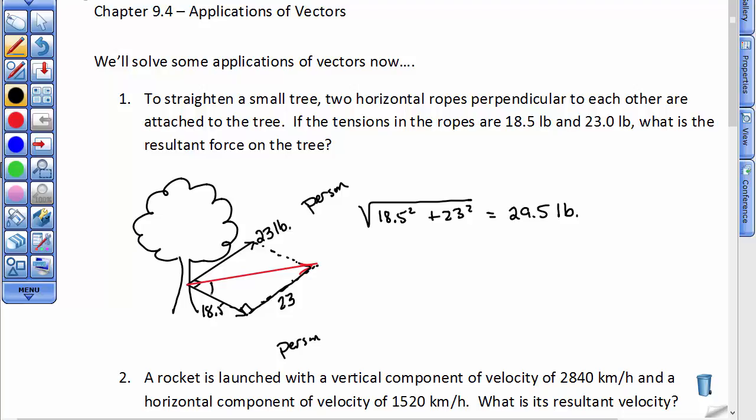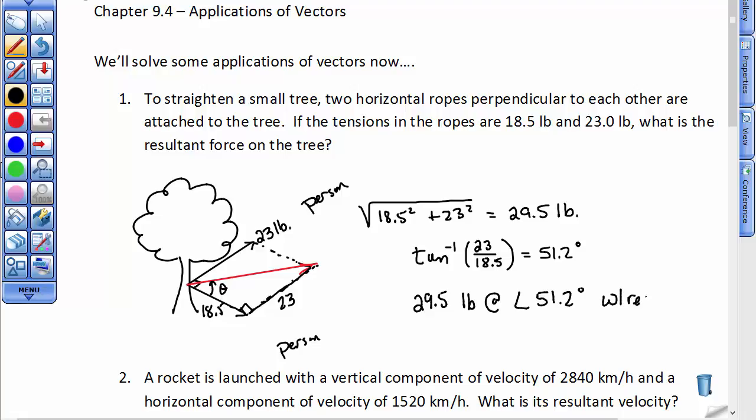I do need to find the size of this angle theta, so to do that I'm going to take the inverse tangent of the side opposite, the 23, over the side adjacent. Because this side is bigger than this side, I'm expecting an angle bigger than 45 degrees. You would get 51.2 degrees when you do that. And then finally, I would say that my answer to this problem is 29.5 pounds at an angle of 51.2 degrees with respect to the 18.5 pound force.